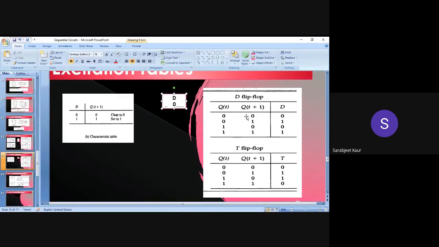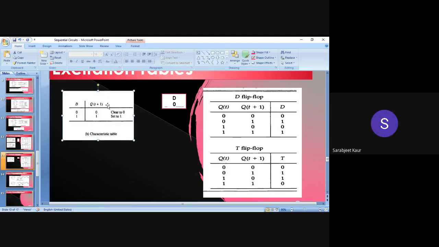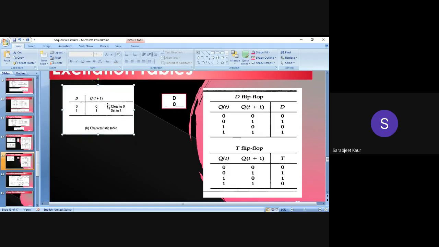So, if you want a 0, you feed in a 0. If you want a 1, you feed in a 1. Again 0, you feed in a 0. And again 1, you feed in a 1. Any problem here? No, ma'am. Let us do the T flip-flop now.